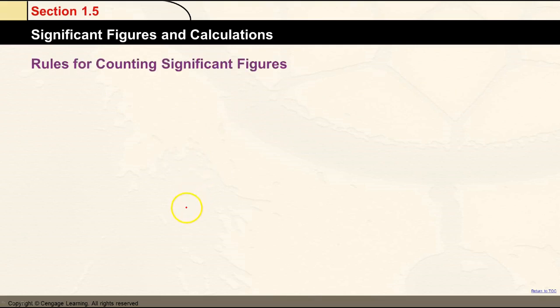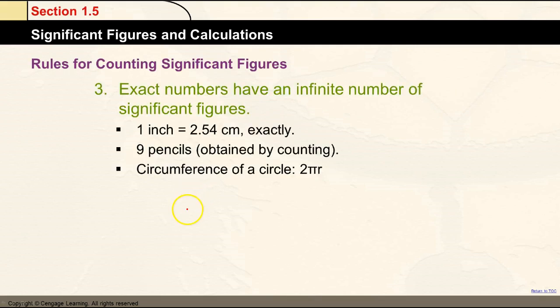The final rule for sig figs would be something called exact numbers. Exact numbers would be something like 1 inch is equal to 2.54 centimeters. We know this exactly. We can measure that with a ruler exactly. And because it's an exact number, they have an infinite number of sig figs, so we don't even count. We just kind of ignore these numbers. Anytime you have an exact number, it does not play into your significant figures. You can just ignore it.